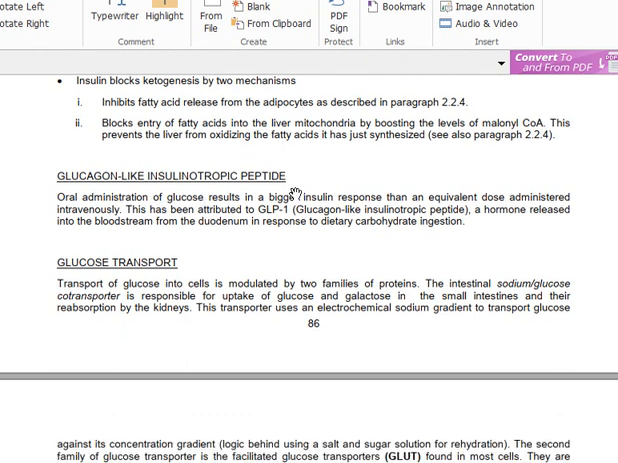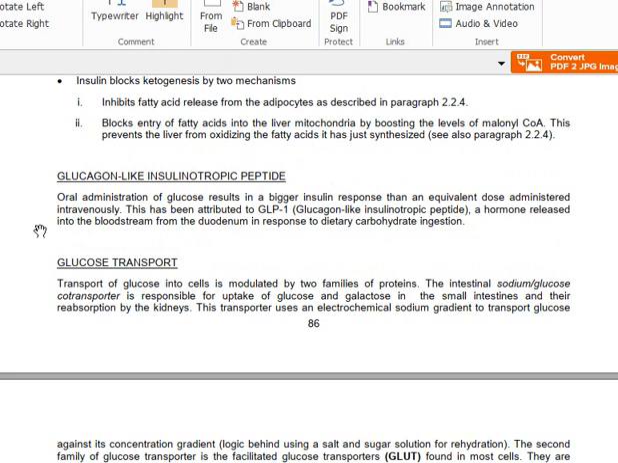So we are finished with the ketone bodies. The next thing you're going to visualize is glucagon-like insulinotropic peptides. Now, oral administration of glucose is going to result in a bigger insulin response than an equivalent dose administered intravenously. Is it clear?